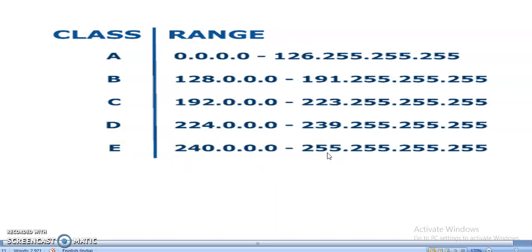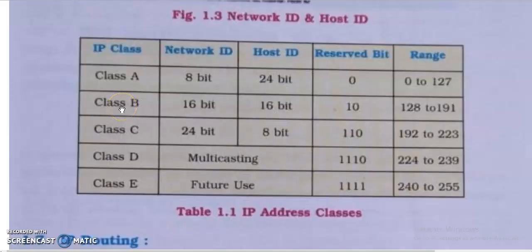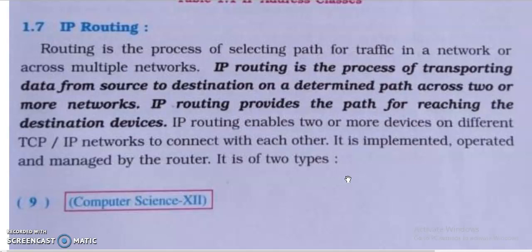Here again we know that we cannot exceed 255. In your textbook you have to make a correction: the range for class A is 0 to 126, because 127 is kept reserved. So the range here is from 0 to 126, not 127. The other ranges are correct: 128 to 191, 192 to 223, 224 to 239, and in class E 240 to 255. Now let us continue with IP routing.